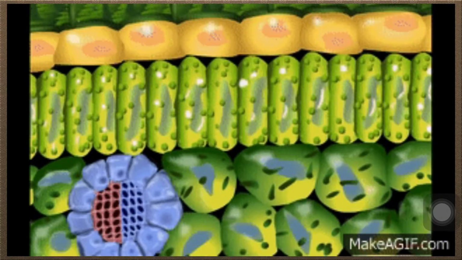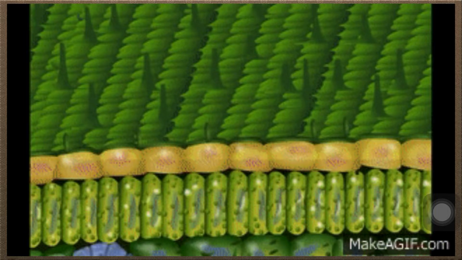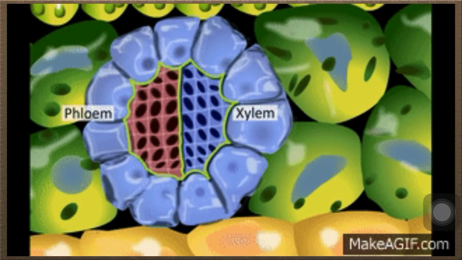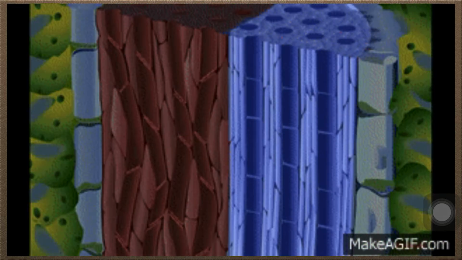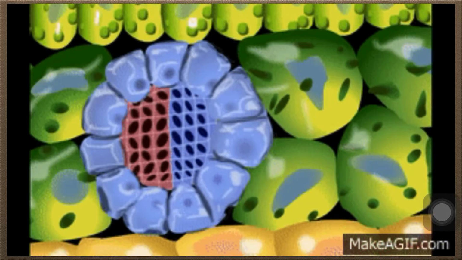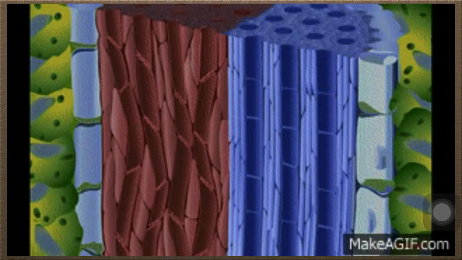Xylem is found in the center of the vascular bundle deep in the plant and is made up of xylem vessels, fibers, and tracheids, whereas phloem is found on the outer side of the vascular bundle and is made up of phloem fibers, sieve tubes, sieve cells, phloem parenchyma, and companion cells.